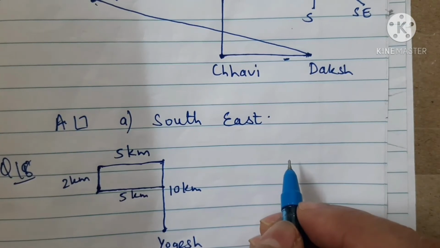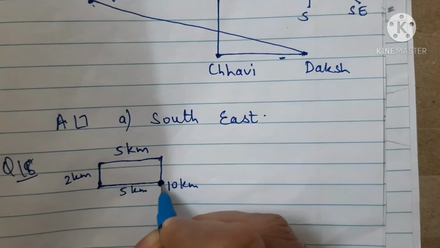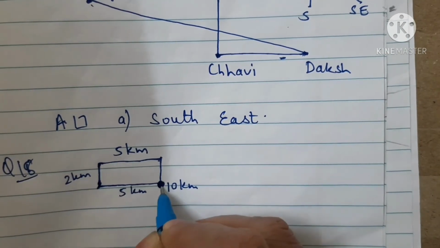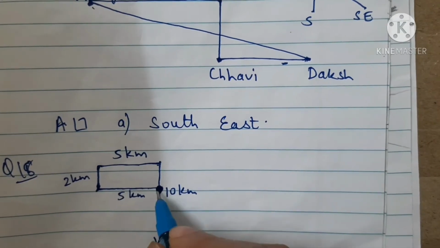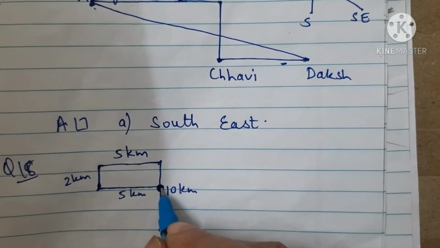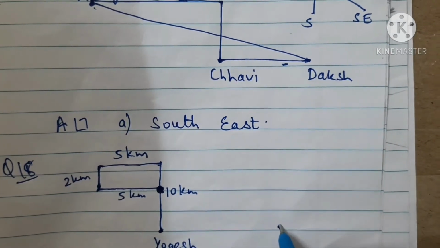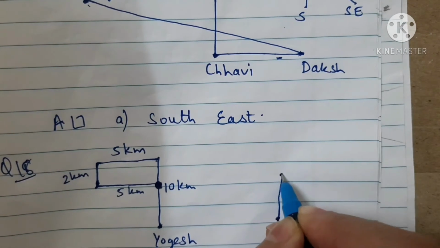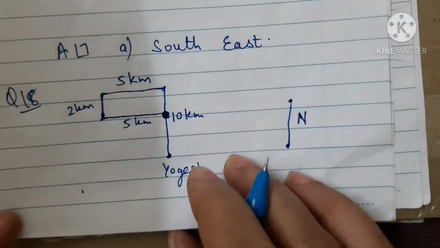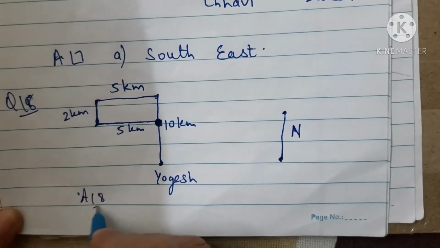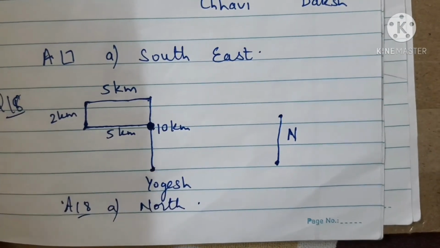In which direction is he from his house? Now you have to tell that this is the point where he has reached now. So from his house, that means from this point, you have to see in which direction the point at which he has just reached is. Now which direction is this? If this is the origin point, which direction is this? This direction is north. So the answer for question number 18 is A part, north. So this is the answer to the question.